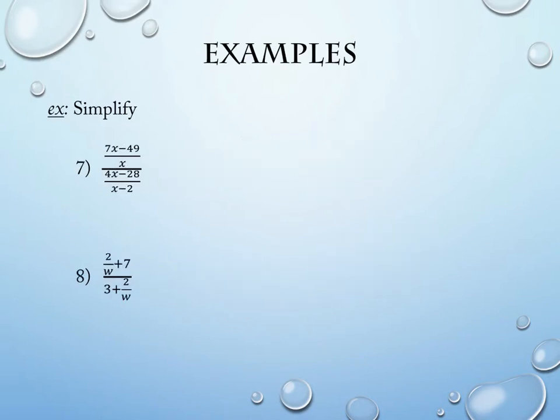Now number 7 is still a fraction inside of a fraction, right? One single fraction on top and one single fraction on bottom. So the process works the same. There's just a bit more reducing involved in this one, so I wanted to show you an example. So this is 7x minus 49 over x. And then you're multiplying by the reciprocal here. So 4x minus 28 over x minus 2 becomes x minus 2 over 4x minus 28.